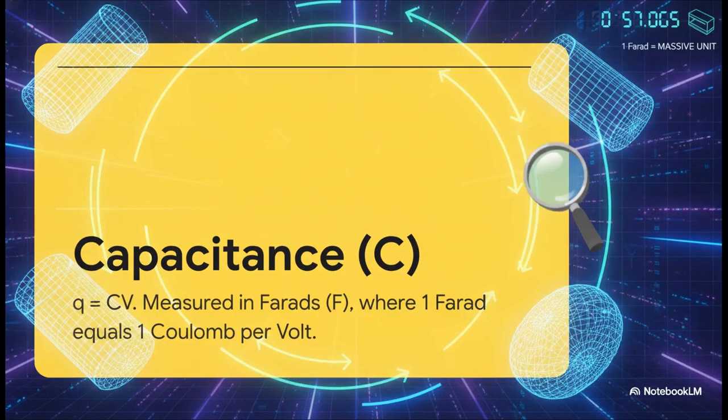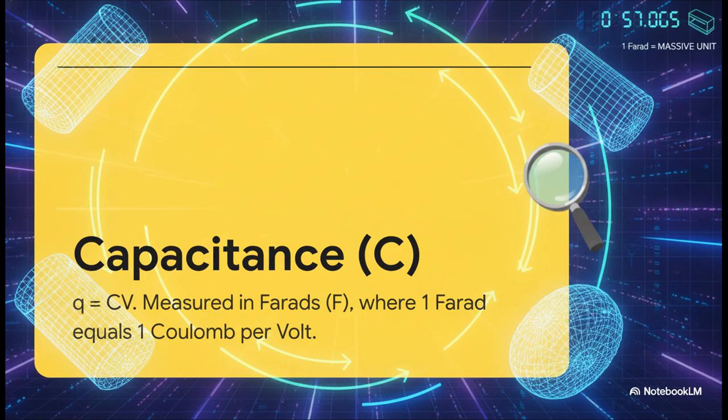The sheer elegance of this fundamental formula is striking. Q equals C times V. Basically, the magnitude of charge, Q, stored on the capacitor's plates is directly tied to the potential difference, V, and the device's capacitance, C. Now, we measure capacitance in a unit called the farad, named after the legendary Michael Faraday. 1 farad equals 1 coulomb per volt.